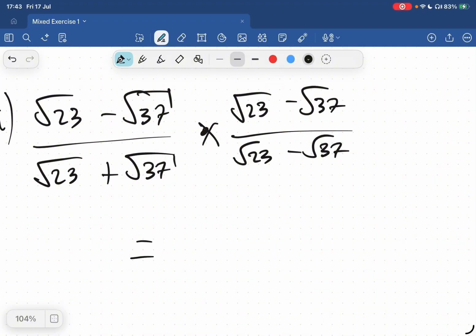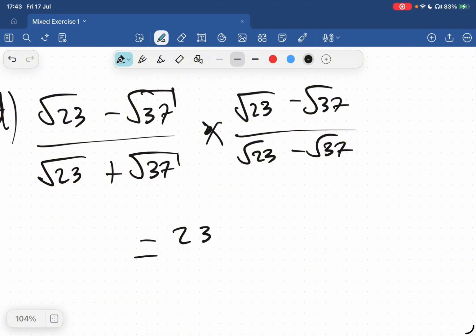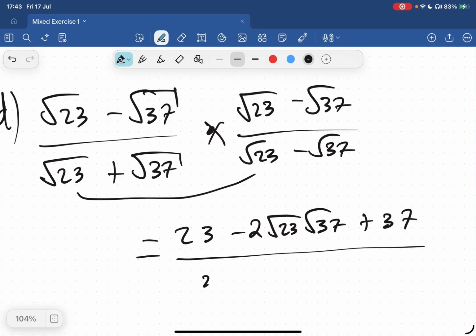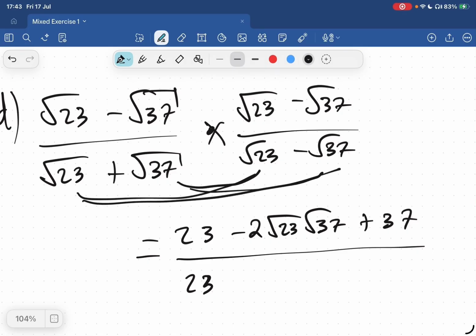Okay, so look at the top, root 23 times root 23 is just 23. Now root 23 take away, so we take away 2 lots of root 23 times root 37. Don't worry, I'll simplify that in a second. And now we have plus 37. See what the denominator is doing? Well, we got 23 there, 23, and then we're doing the exact same cancelling here. So this would be the negative, this would be the positive. So those cancel, and we're left with take away 37.